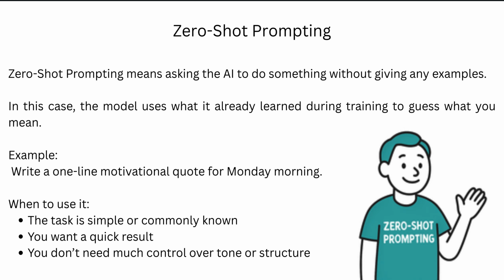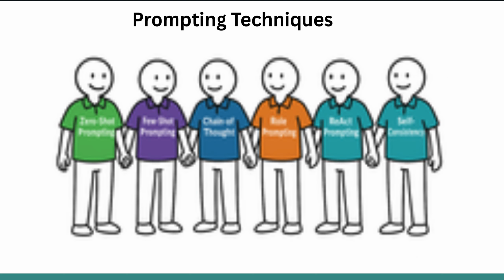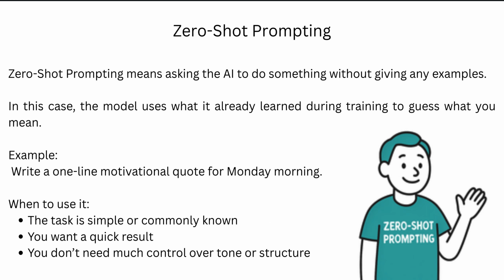So we have zero shot prompting, which is probably the first image to the left. Zero shot prompting means that you're asking the AI to do something without giving it any example. Remember I said that it's optional to have examples in the framework. So in this case, the model uses what it already learned during its training process to guess what you mean or to guess what you want.